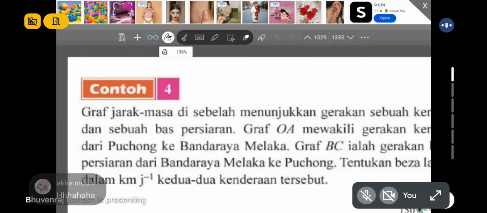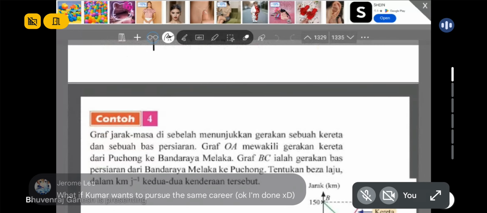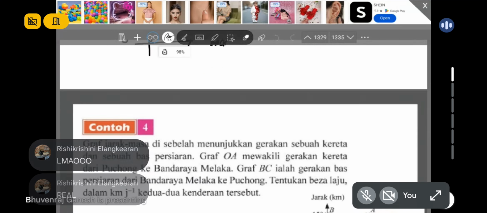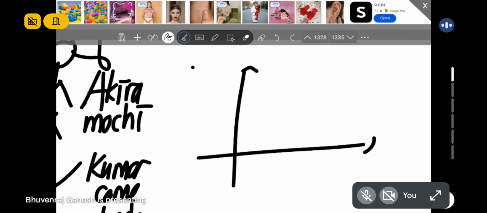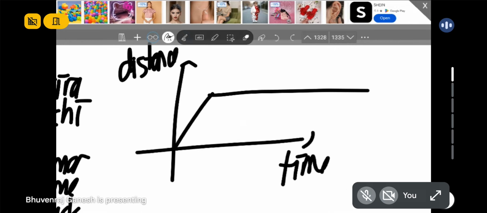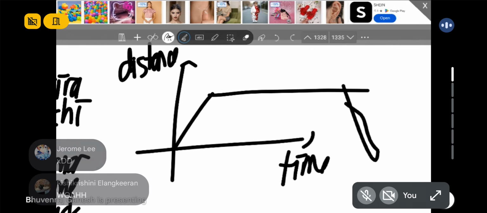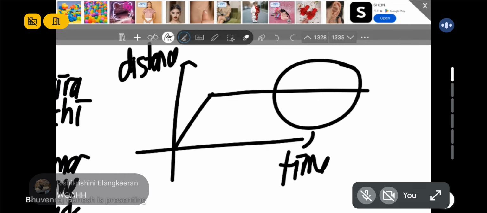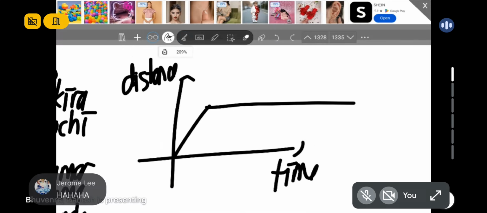Okay, so next one. Contoh 4. Okay, so now we see another situation. What if Kuma wants to pursue the same career? That different story lah. Guys, if you want to know how is the graph, I draw for you. Ini macam mana graph tu nampak. Kalau case macam ni. Distance, time. Dia pergi macam ni lepas tu macam ni saja. Kamu faham guys? Dia tak gerak dari situ. Dia maintain kat situ saja. Dia tak mau balik. He just want to maintain over here. Stationary lah. Tak gerak apa-apa. Okay? So this is the K-drama graph.